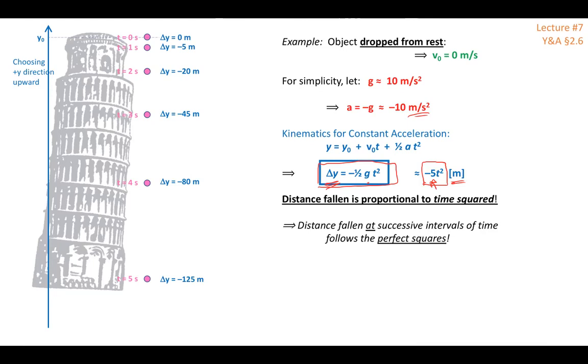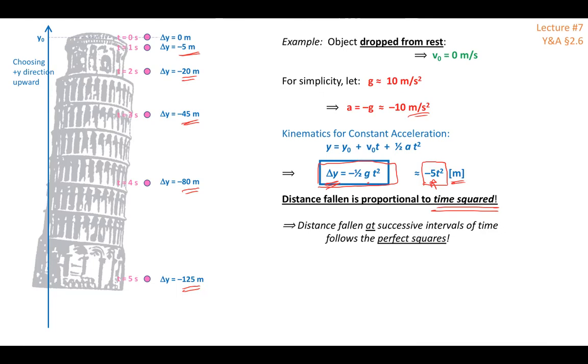Okay, so notice that the distance that this little object has fallen goes as the square of the time after it's released. So after 1 second, the object has fallen to a displacement of negative 5 meters. After 2 seconds, the object has fallen to a displacement of negative 5 times 2 squared, which is negative 20. 3 seconds, negative 5 times 3 squared, which is negative 45, and so on.